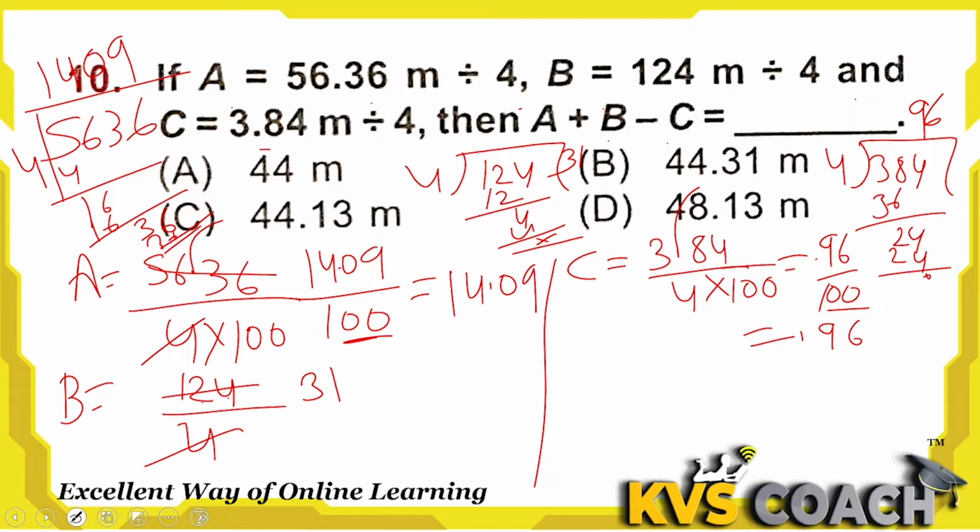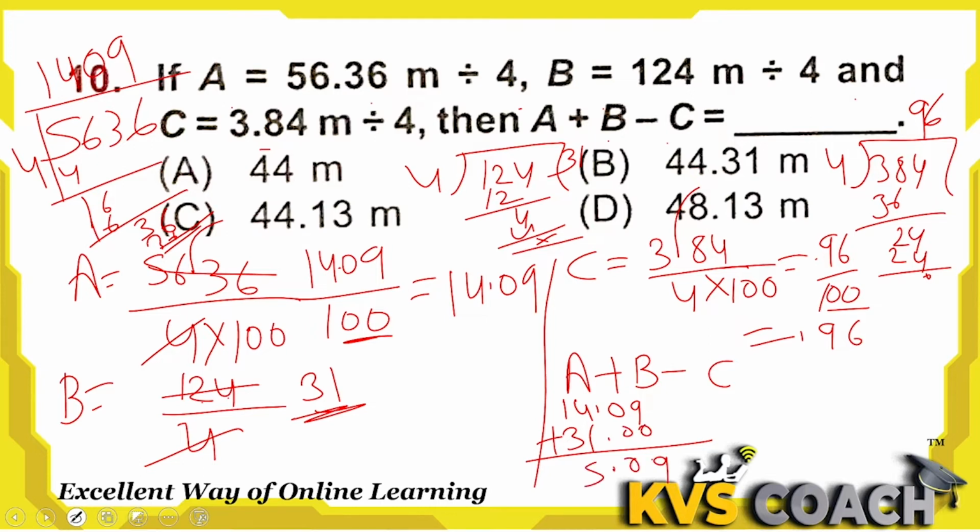Now what we have to do? We have to do A plus B minus C. Okay, so the value of A is 14.09 and the B value is 31. Okay, so we add both of them, A and B added. So this is 9, 0.4 plus 1 is 5, 3 plus 1 is 4, 45.09.